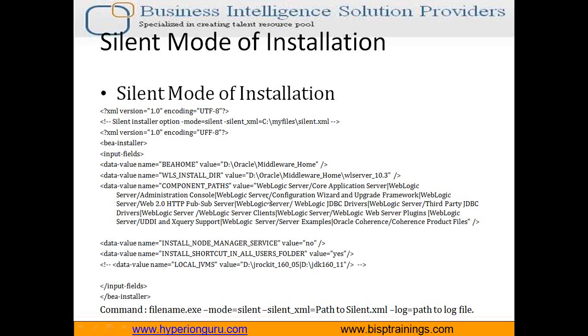We have a set of components. We can specify any number of components over here, so accordingly it will be installed. Once you pass this file as a parameter to the command, it will look into this file and it will install the WebLogic server according to these values.